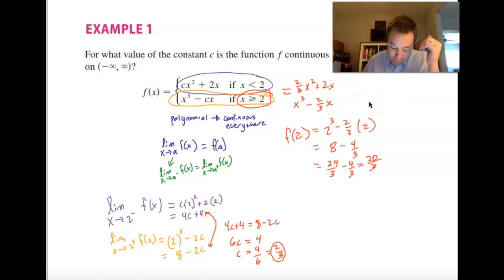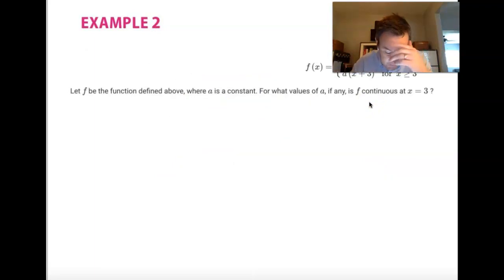All right, let's try another one. Same idea. Let f be the function defined above where a is a constant. For what values of a, if any, is f continuous at 3? So this is the same approach. They're only asking us, though, for continuity at 3.